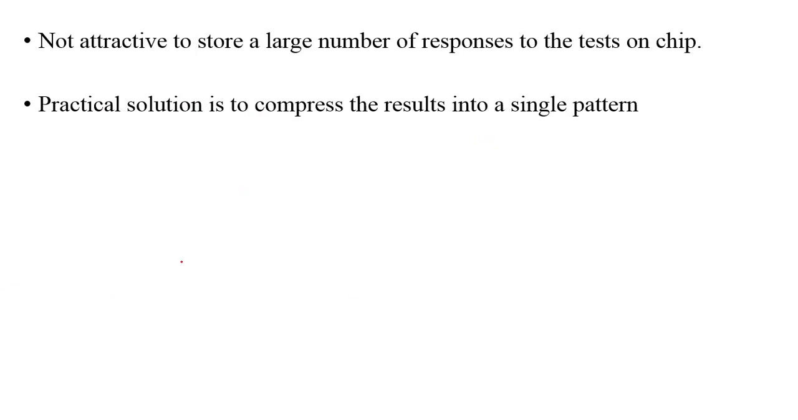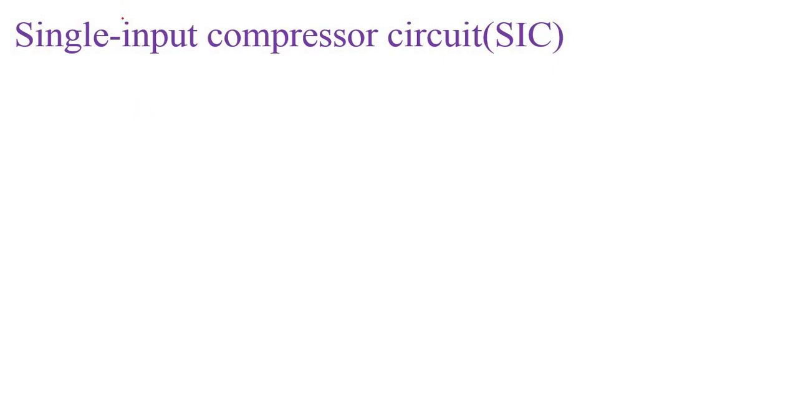So in the previous one, so many patterns are present, so we can compress the result into a single pattern. By using a linear feedback shift register circuit in the same way, here we can compress the circuit. So two methods are present. One is called a single input compressor circuit and the other is called a multiple input compressor circuit.